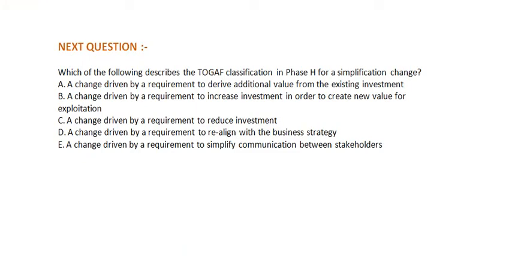Next question is, which of the following describes the TOGAF classification in phase H for a simplification change? Option A, a change driven by a requirement to derive additional value from the existing investment. Option B, a change driven by a requirement to increase investment in order to create new value for exploitation. Option C, a change driven by a requirement to reduce investment. Option D, a change driven by a requirement to realign with the business strategy. And option E, a change driven by a requirement to simplify communication between stakeholders. The correct answer is option C.